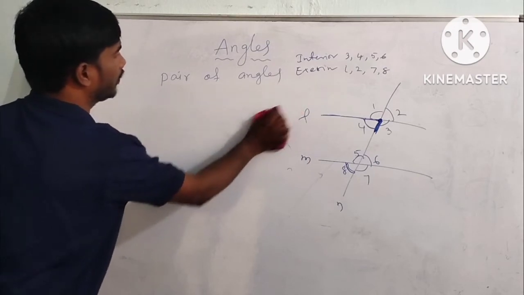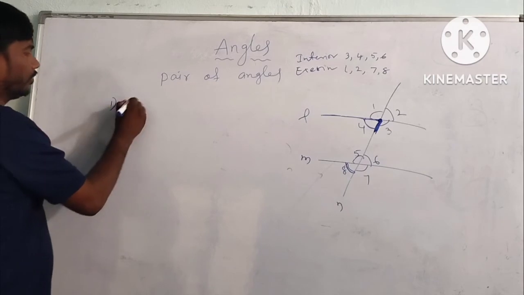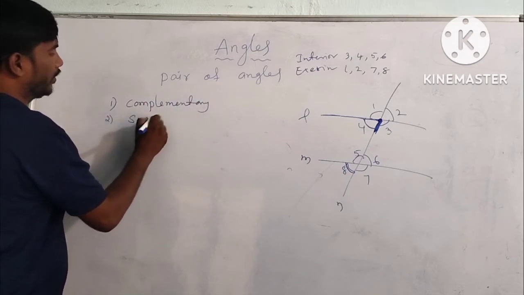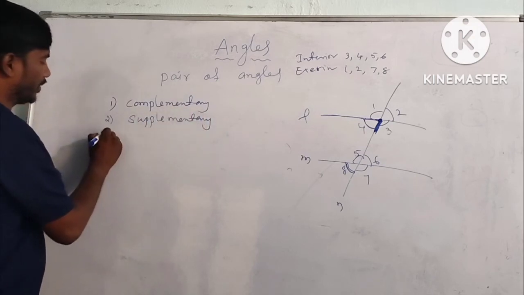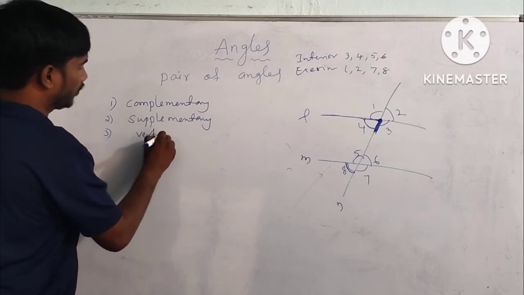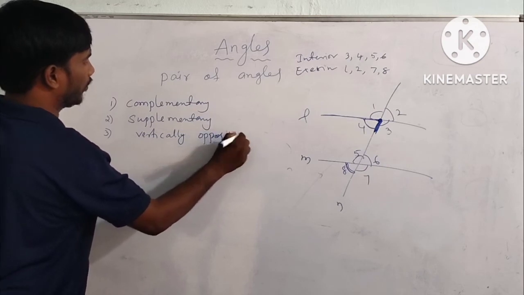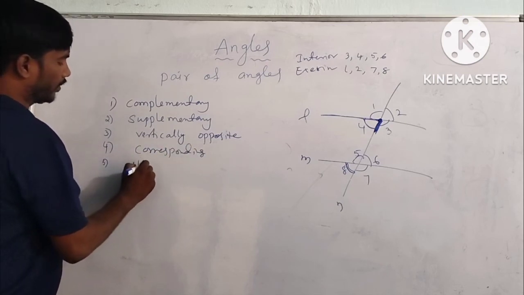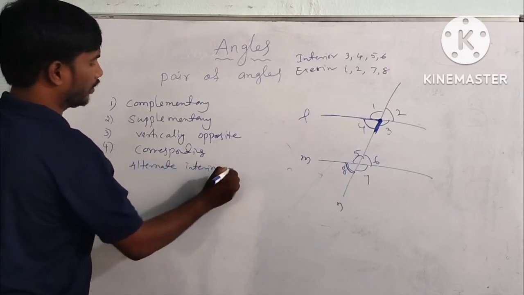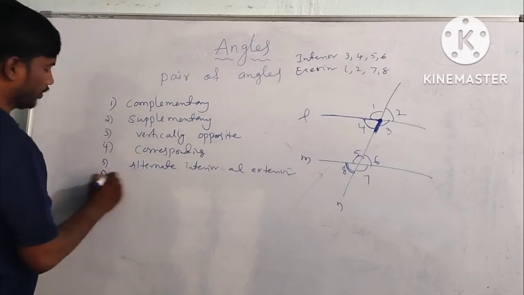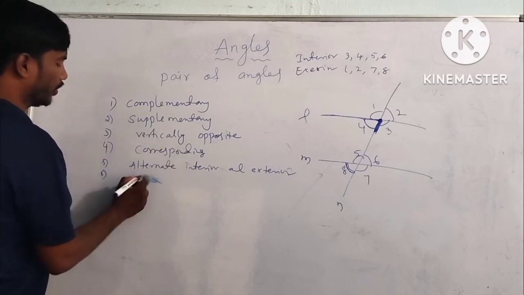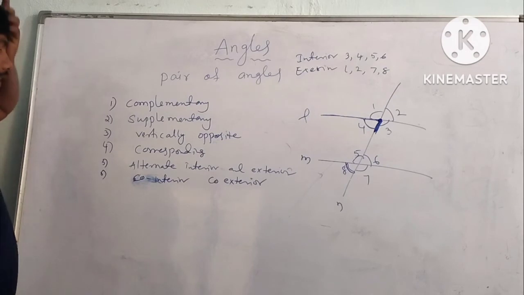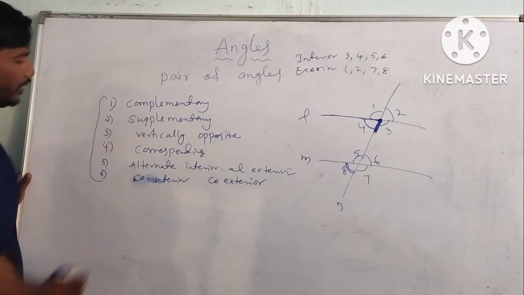So till now we discussed complementary, supplementary, vertically opposite, corresponding, alternate interior and exterior, allied or co-interior, co-exterior. So till now we discussed 8 types of angles.